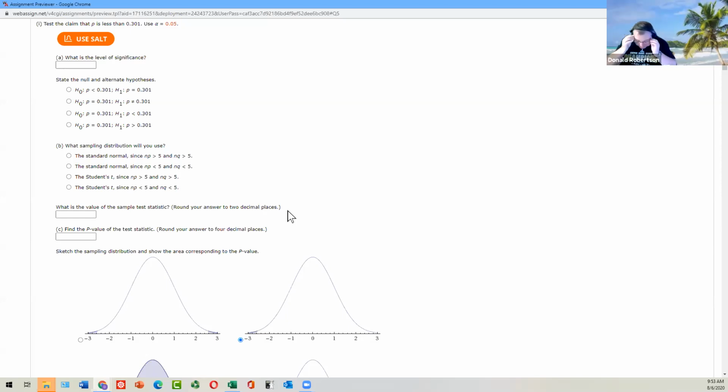It really shouldn't be 5, it really should be 10, but this book's funny, they call it 5. What that does is, basically, don't do a sample of 3 people and ask them, because NP won't be big enough. Don't do a sample where P is so tiny that NP is less than 5 as well. Okay. So it always has to be greater than 5.